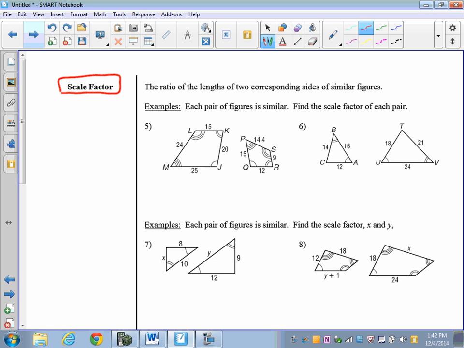So for our examples, we're told each pair of figures is similar. Find the scale factor of each pair. So what we have to do is take a look at the certain sides we have. This is between one angle mark and two angle marks. Do you see that? J has 1, K has 2. Q has 1, R has 2, so I know that 20 over 12 should be my scale factor.